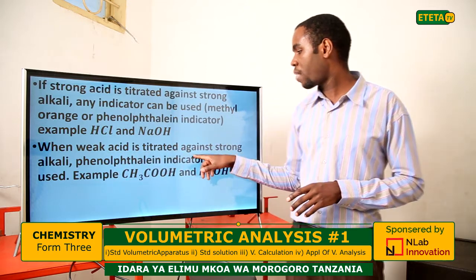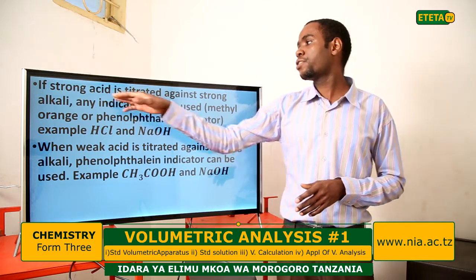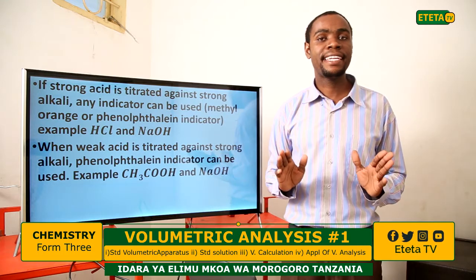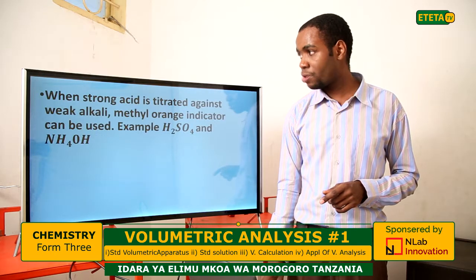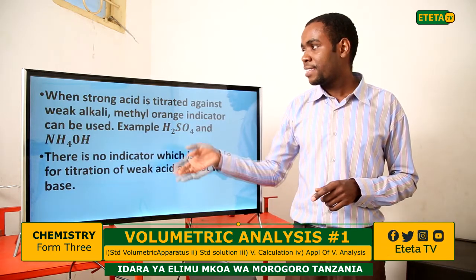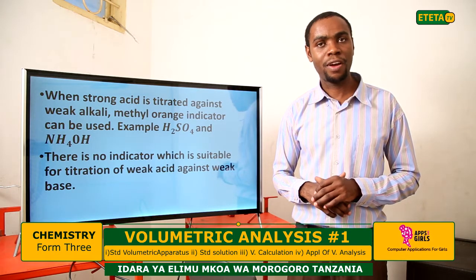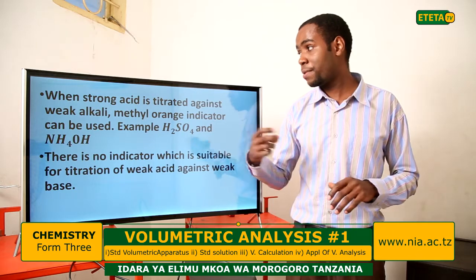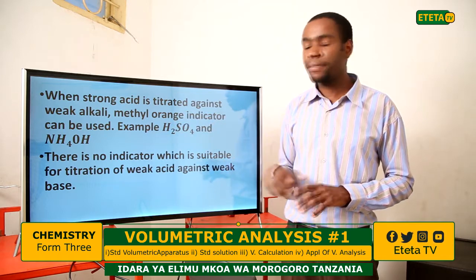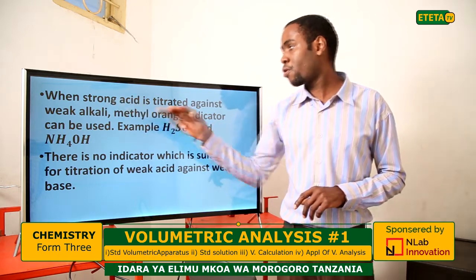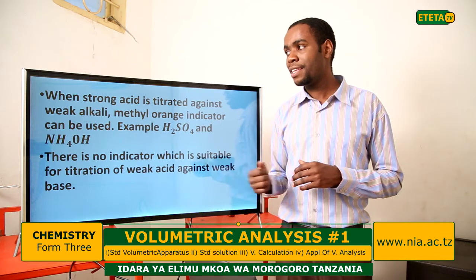Weak acid, strong alkali, phenolphthalein indicator can be used. If you have a strong acid, strong base, any indicator can be used. And I have already explained the reason why these indicators are suitable for a specific solution which you have been given. In case you are asked to give the reason why methyl orange is used instead of something else, you have to look at which one is strong and which one is weak.